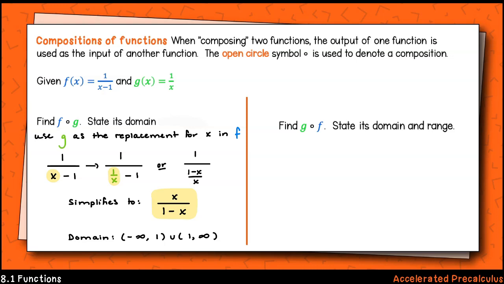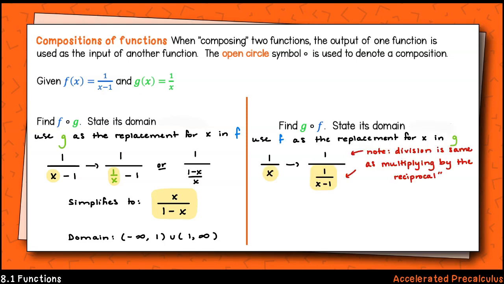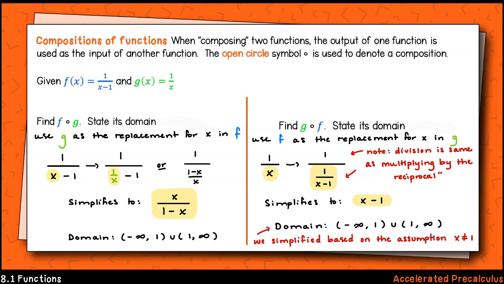Looking over on the right, we're using the same two functions, but this time we're composing g with f. This time we're going to use the function rule for g and replace the input with the function rule for f. So I'll take 1 over x and replace x with 1 over x minus 1. I'll take advantage of the fact that dividing by 1 over x minus 1 is the same as multiplying by its reciprocal. This will simplify to just x minus 1. Note that the domain restriction is still in place. We still have to exclude that positive 1 because the original expression was a rational expression dividing by x before we reduced to lowest terms.